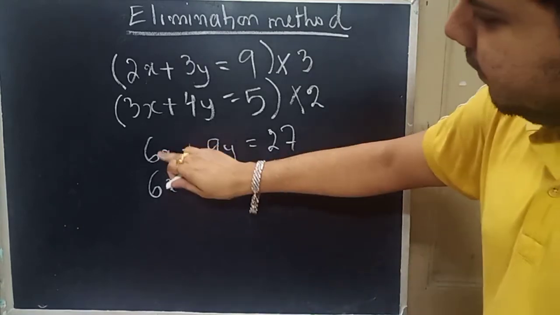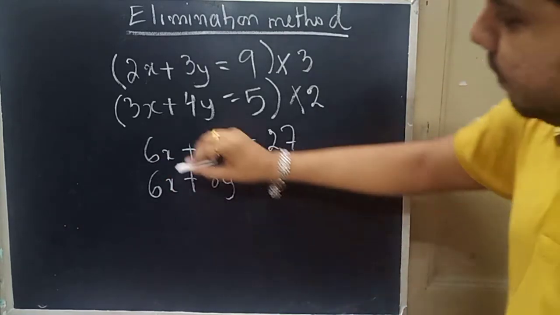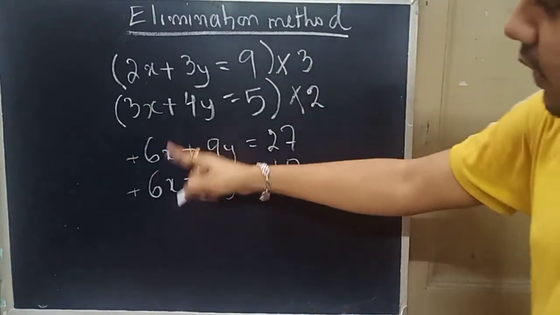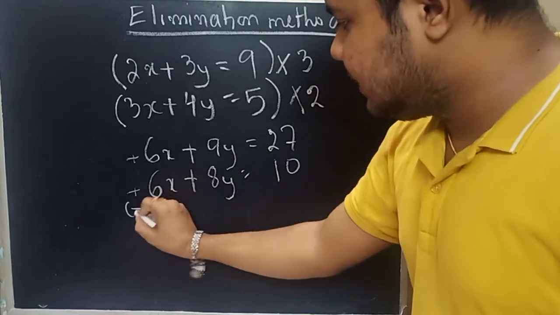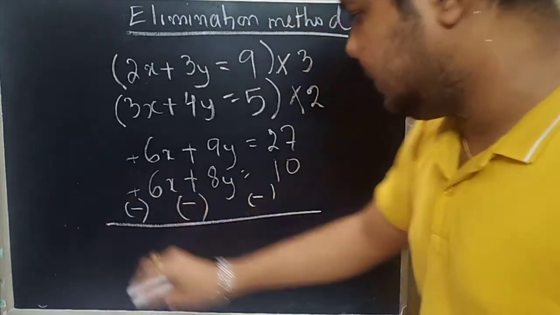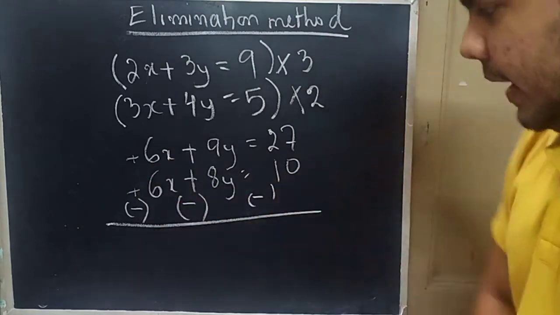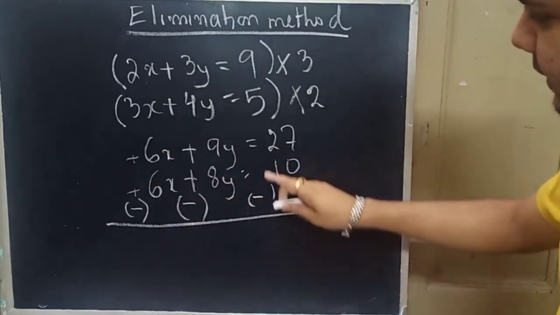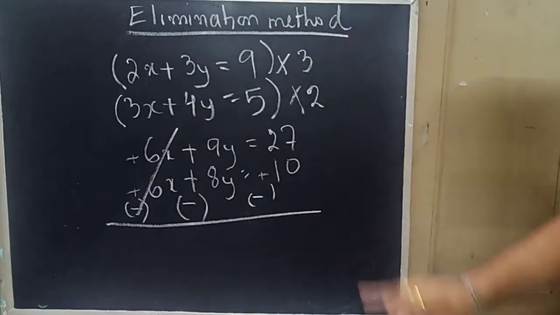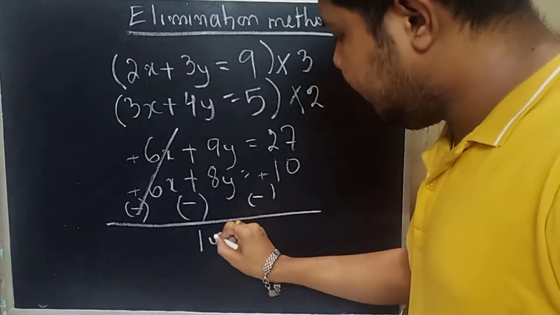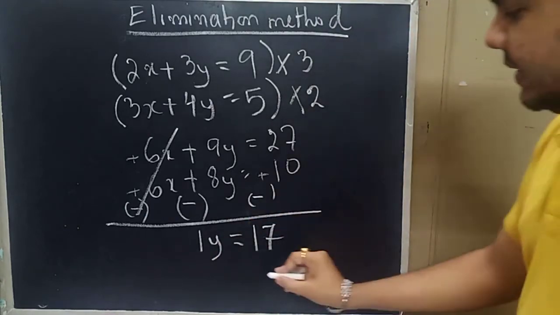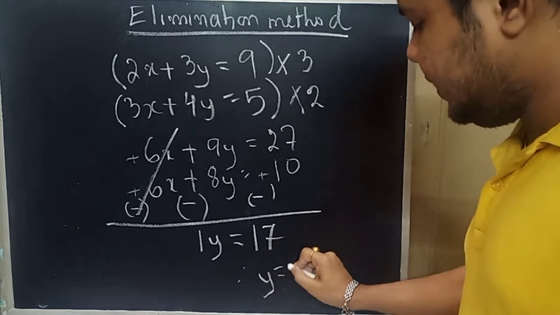Now see, we have made both the x equal. Now both the x have the same sign. So we have to cancel that equal term. So I am going to subtract the equation. I am going to change the sign of all the terms. So plus 6x becomes minus, plus 8y becomes minus, plus 10 becomes minus. So plus 6x minus 6x cancels. 9 minus 8 is 1y. 1y is equal to 17. So I got the value of y as 17. Therefore y is equal to 17.